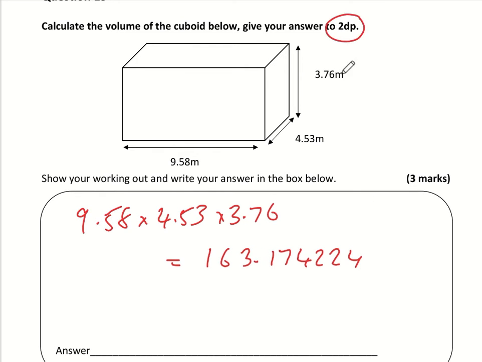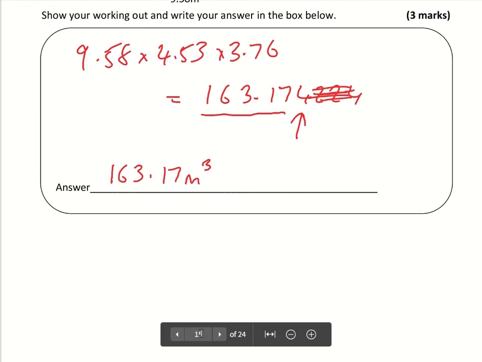163.174224. But we want an answer to 2 decimal places, so therefore we're interested in the value of the 3rd decimal place. Anything after that is completely irrelevant. If this number is 5 or more, then the 7 will round up 1, but 4 is less than 5, so that will just simply round down to 163.17, and we should probably put in a unit which is cubic meters.